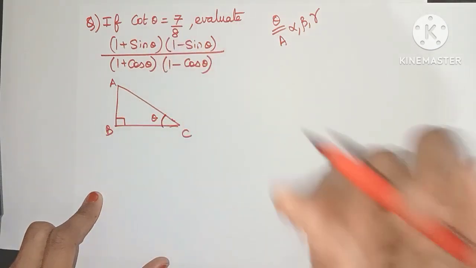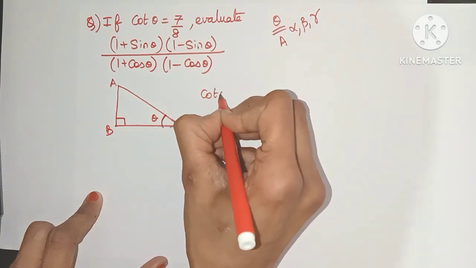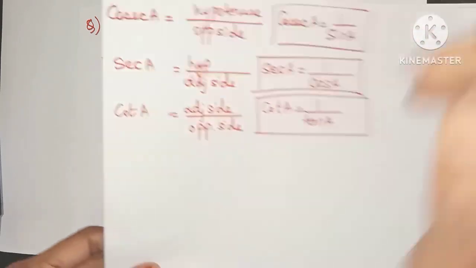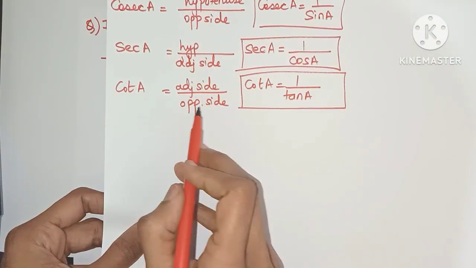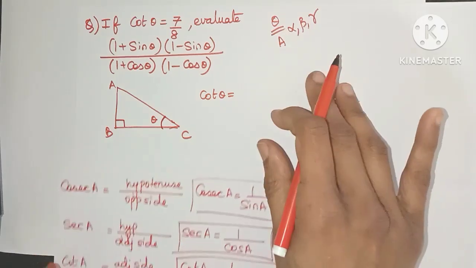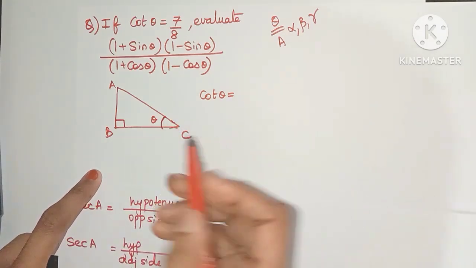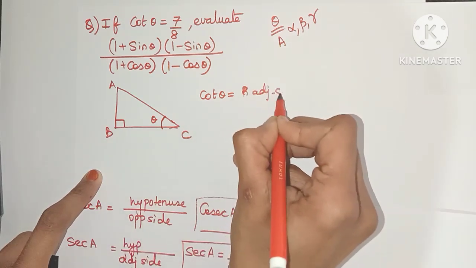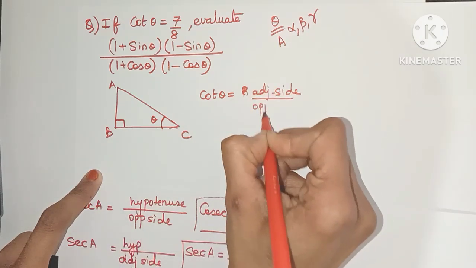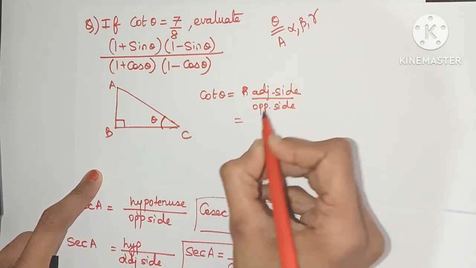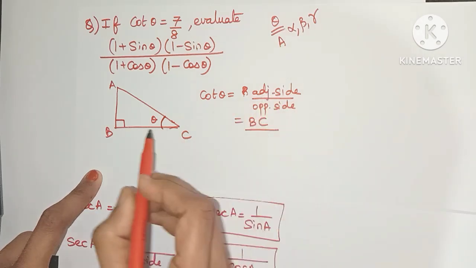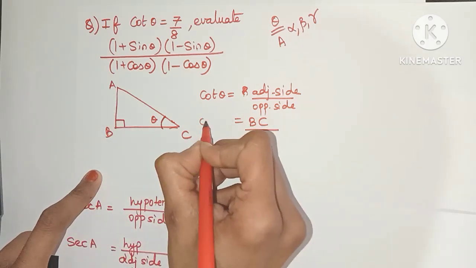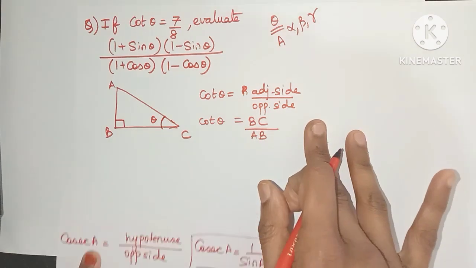Now cot theta is 7 by 8. Let us recall, what is cot theta? Do you remember? We have defined cot theta as adjacent side by opposite side. So for this theta, where is the adjacent side? This is the adjacent side, BC. So cot theta is adjacent side by opposite side, that is BC. Then what is the opposite side for theta? Yes, it is going to be AB. So cot theta is BC by AB.